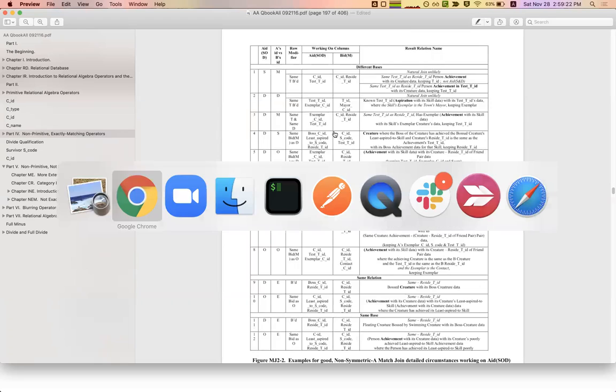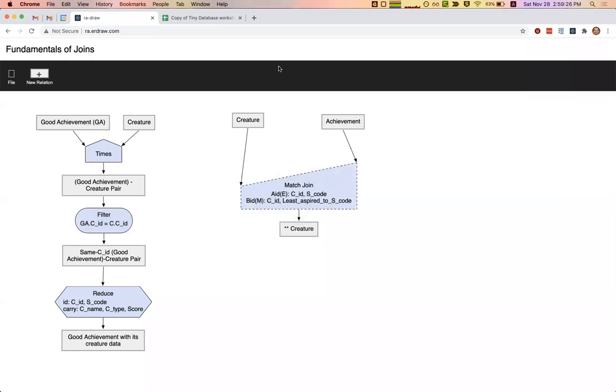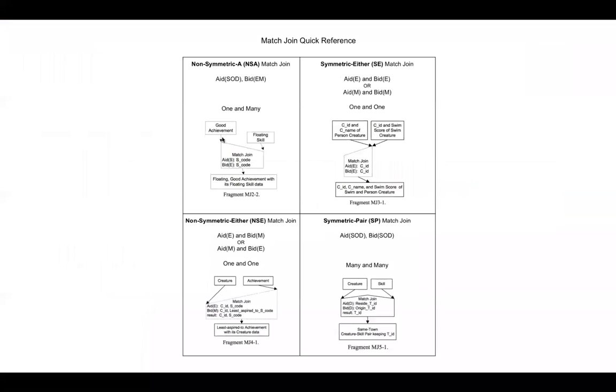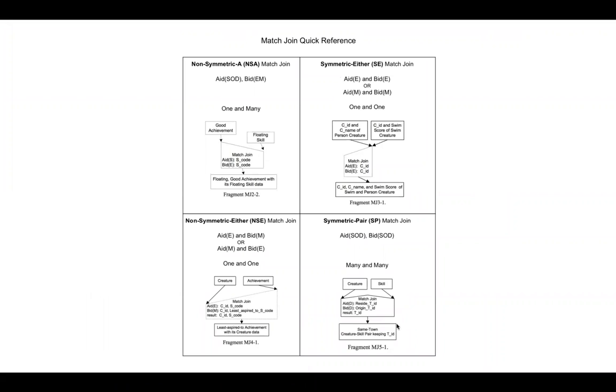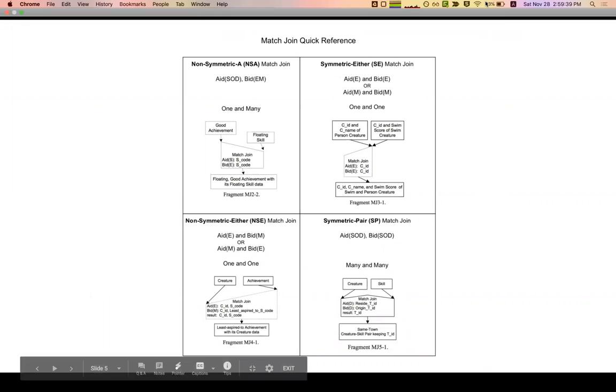Also, the quick join or the match join quick reference is a file that I have on Canvas that you'll find that lists this set of options for match join that you can refer to. And that is all for this video.